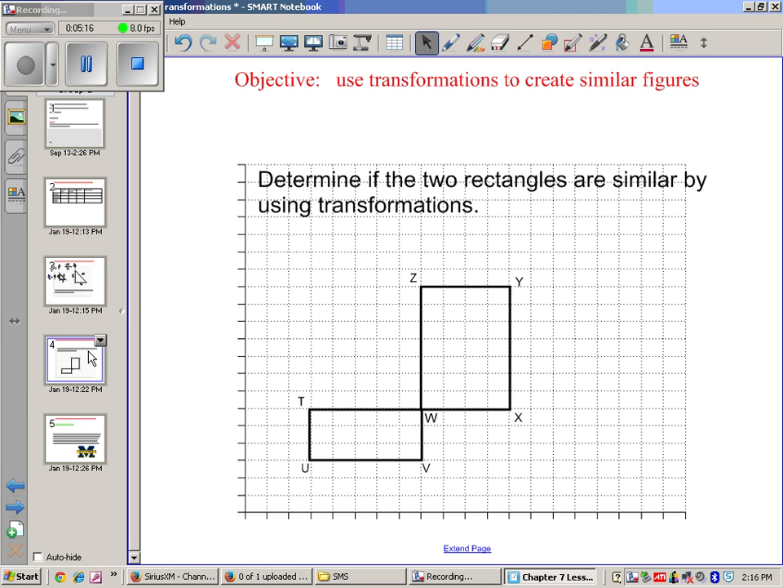Okay, this time we have rectangles. We're going to try to see if they're similar by transformations as well as ratio.